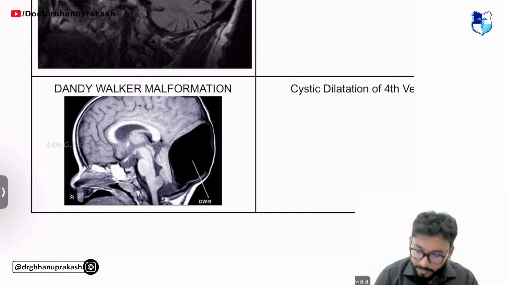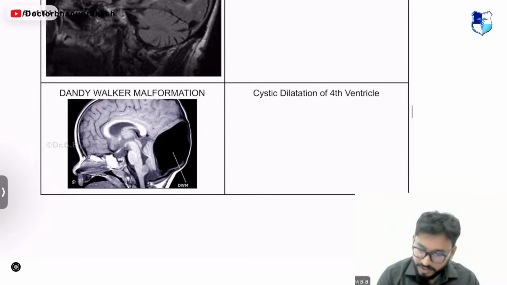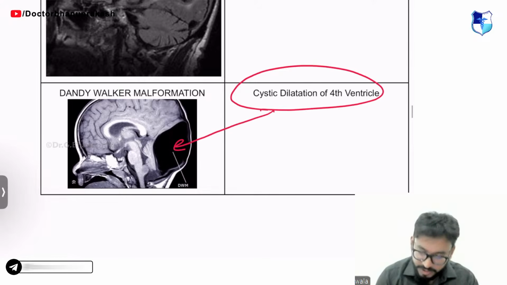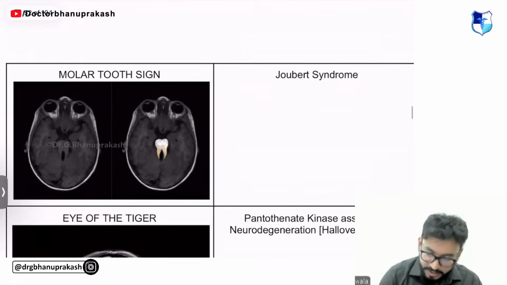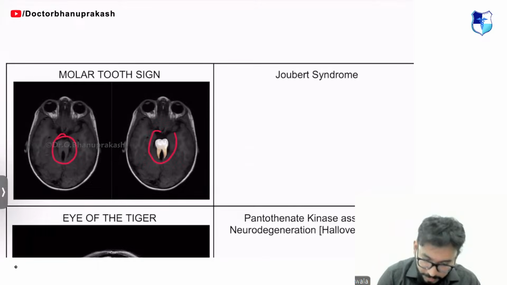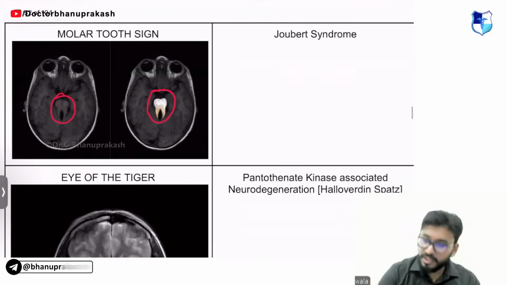Look at this Dandy Walker malformation, guys. Dandy Walker can be a question. Cystic dilation of the fourth ventricle. Can you see a cystic dilation of the fourth ventricle? Dandy Walker. Molar tooth is seen in Joubert syndrome. Can you see this molar tooth appearance? Molar tooth is seen in Joubert syndrome. All these are one-liners, guys.